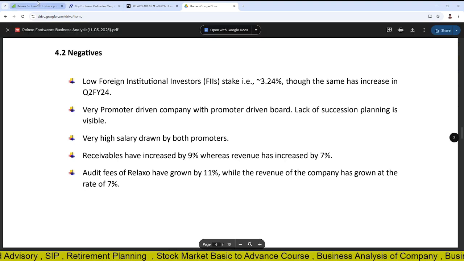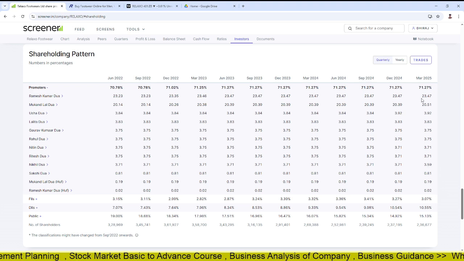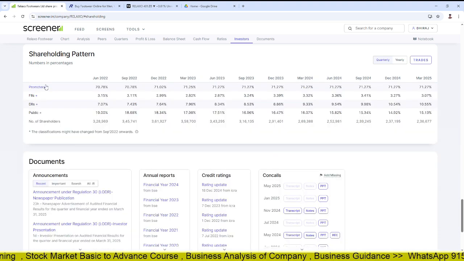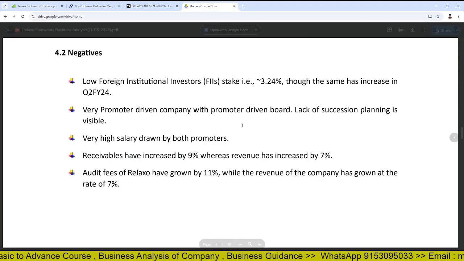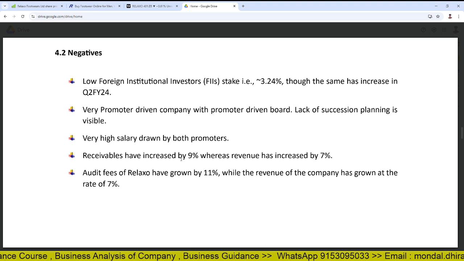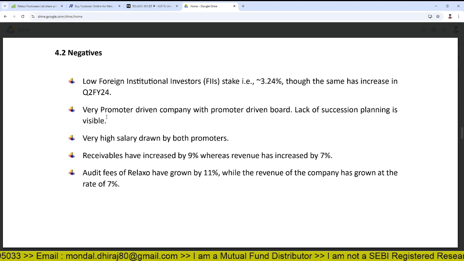As we can see, 71% share is in the promoter hand, and Ramesh Kumar Dua has 23% share, so it is a very promoter driven company. In the board meeting, whatever decision is taken is by the promoter group only, independent decisions are very few, and lack of succession planning is visible. Who will come next is not transparent. So this is a red sign also.